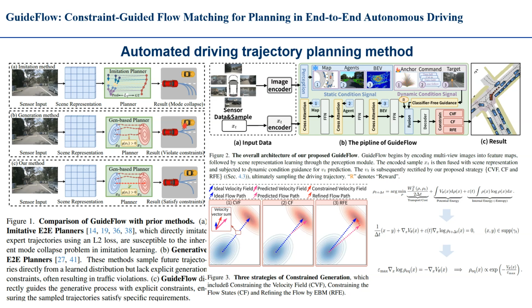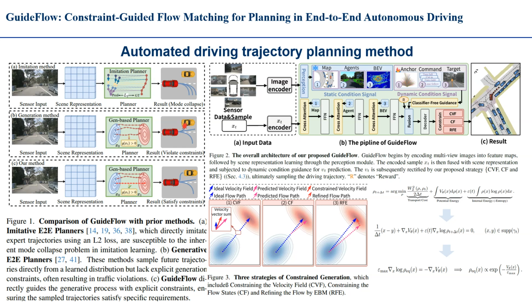In contrast, our method explicitly supervises the flow matching process, thereby avoiding the problem of mode collapse. Furthermore, it leverages multiple guidance signals for classifier-free guided generation, such as driving commands, target points, and trajectory anchors. In addition, we quantify the level of trajectory aggressiveness and use it as a style guide for trajectory generation.